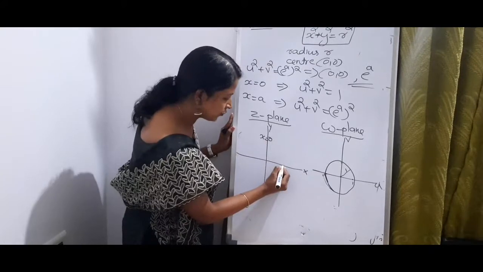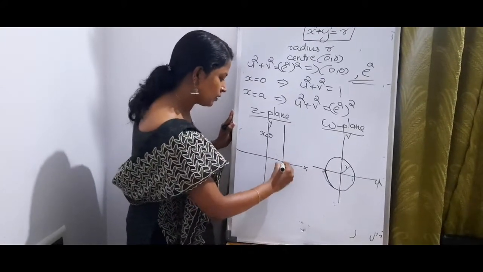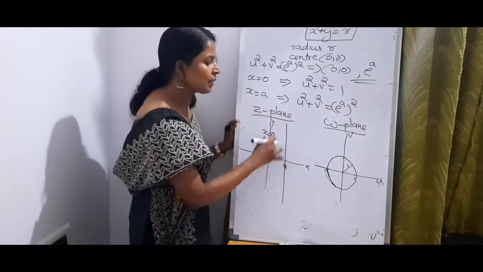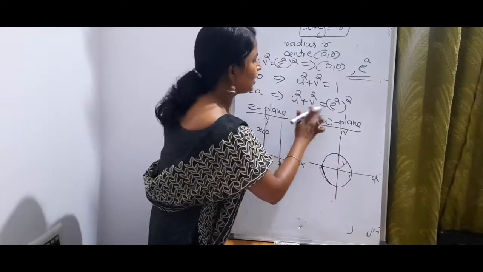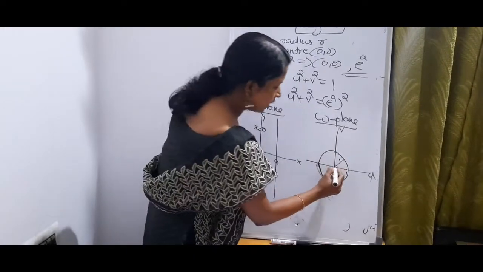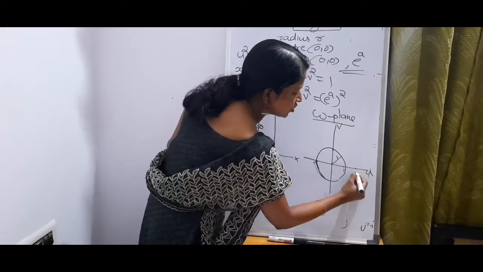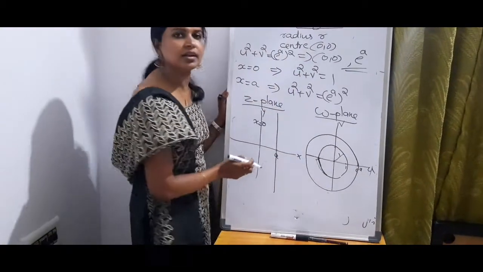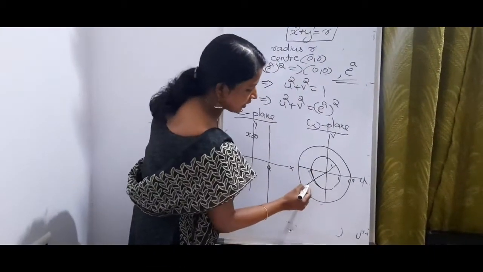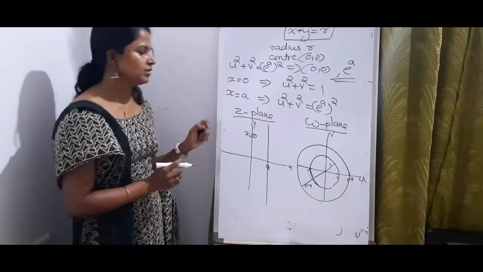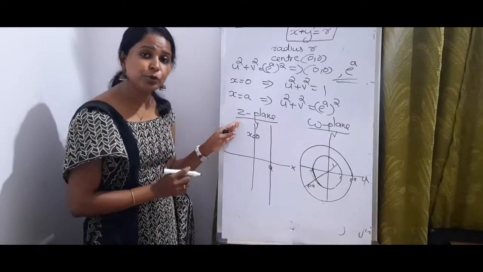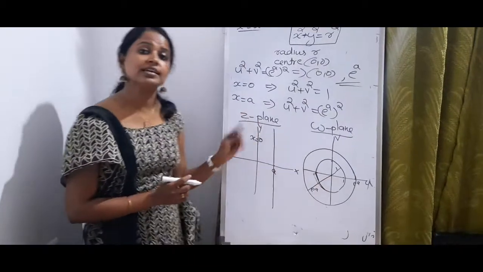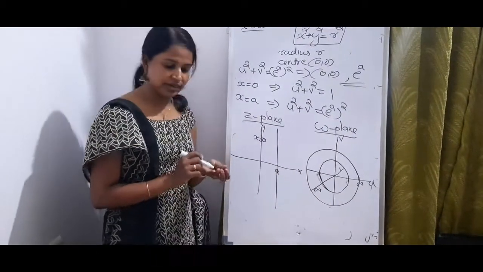What is x equal to a? If this point is a, then the line parallel to the y-axis through the point a is the line x equal to a. This is mapped to a circle with radius e raised to a. This is the circle with the radius e raised to a. That is the mapping of w equal to e raised to z in the w plane for x values. Then second case.